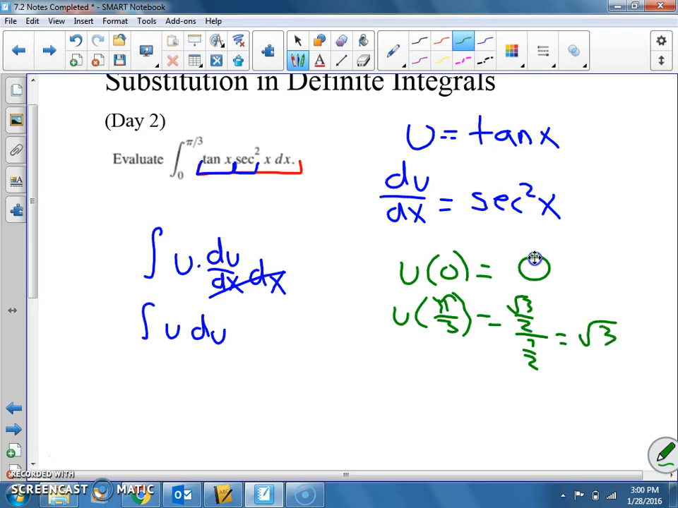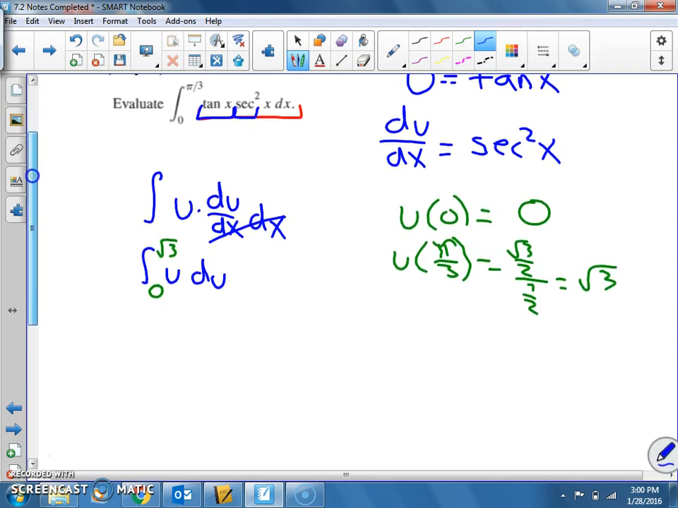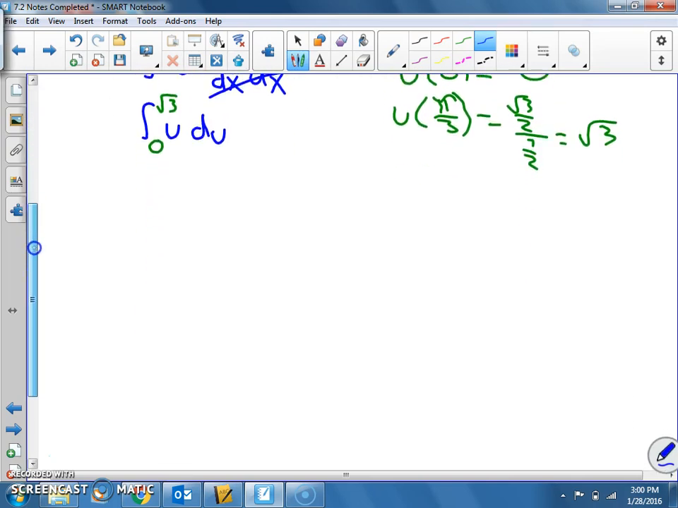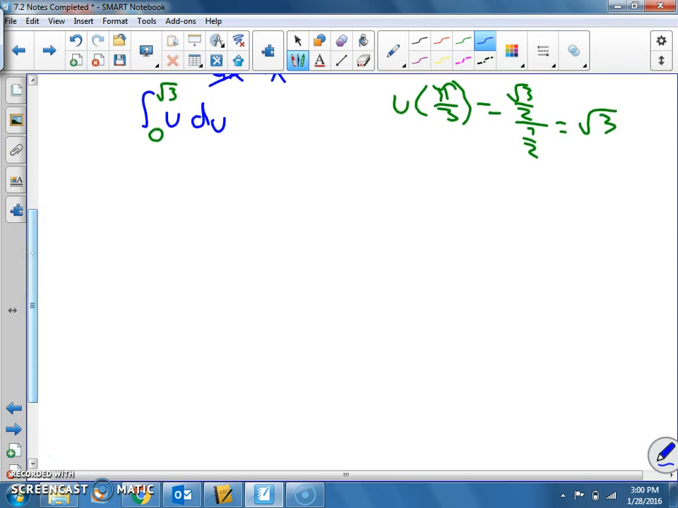So these are going to be my new limits here. We're going to go from 0 to radical 3. We're just eliminating the need now for that tangent and all the trig here. Okay, so what would the integral of u du be? How do we do definite integrals? We take the upper limit minus the lower limit, right? So what's the antiderivative of u?